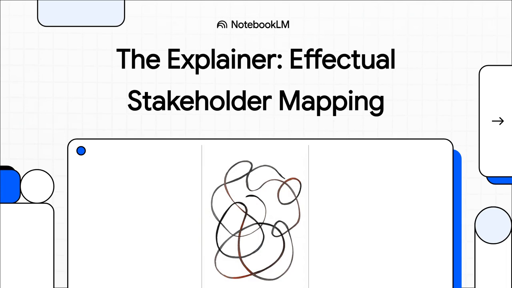Welcome to the Explainer. Today, we're diving into a really powerful tool for getting a handle on the, let's face it, messy human side of any project. It's called Effectual Stakeholder Mapping, and it's all about turning that relationship chaos into a clear strategic advantage.